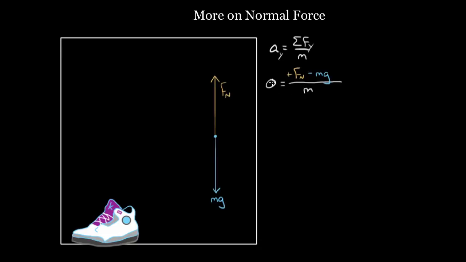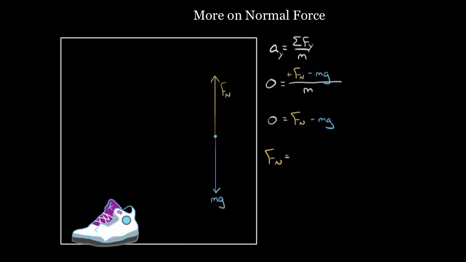But I can multiply both sides by the mass. And if I do that, the left-hand side is still 0. And I'll get that this is equal to the normal force minus mg. So I'll have normal force minus mg, and if I finally solve for the normal force, I'll get that the normal force is going to equal mg.